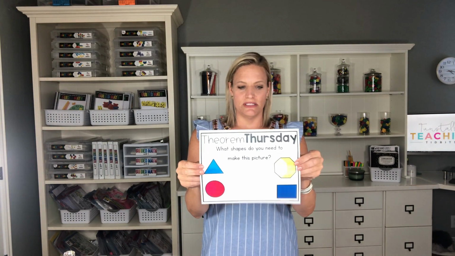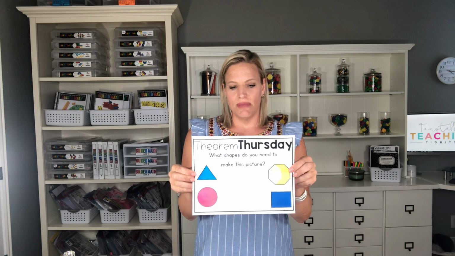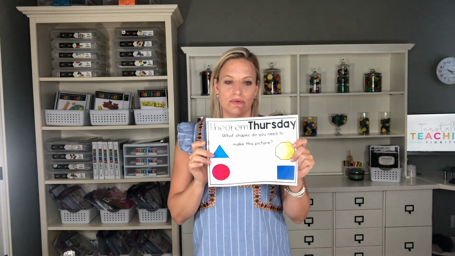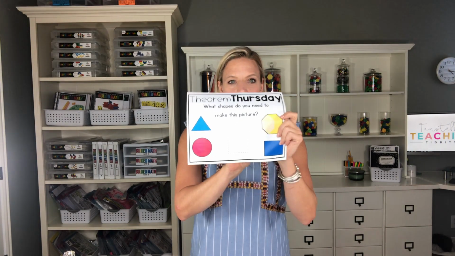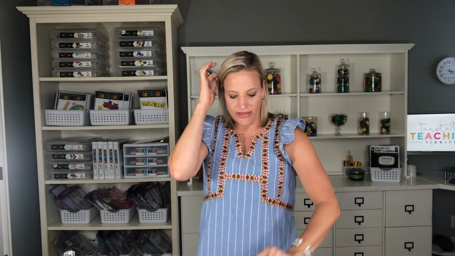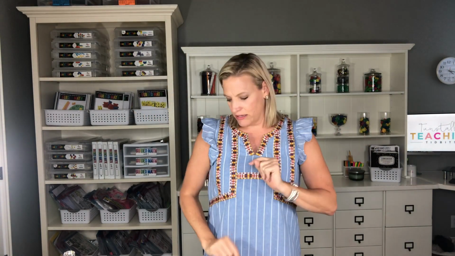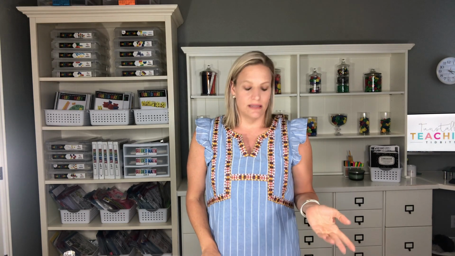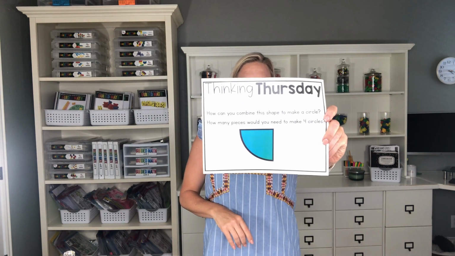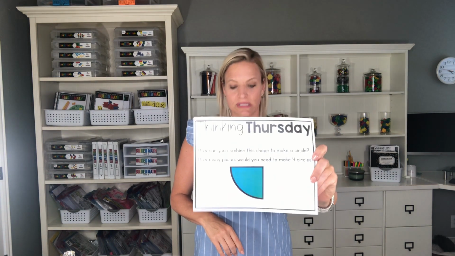This one is, what shapes do you need to make this picture? And whether they are K, 1, 2, anyone who's going to see this, and I hope you can see it too, there's a dotted figure in the middle here. They will want to say, oh, I know. And so you're just listening, seeing if they can name the shapes correctly and so on, but really just getting them excited about math, honestly. 2nd grade, how can you combine this shape to make a circle? How many pieces would you need to make 4 circles?